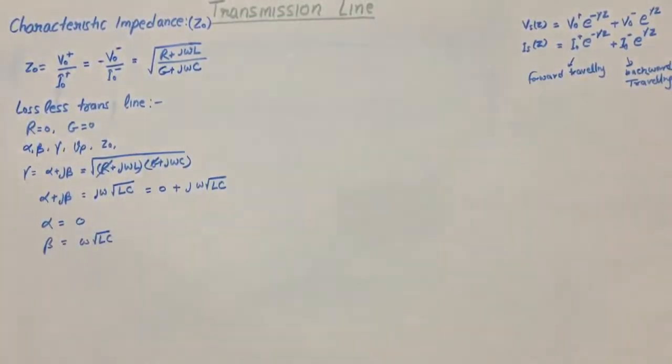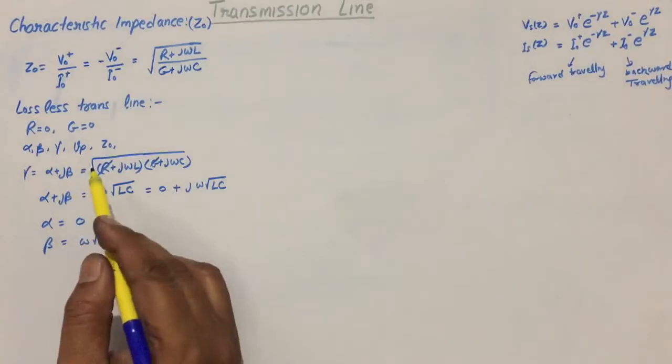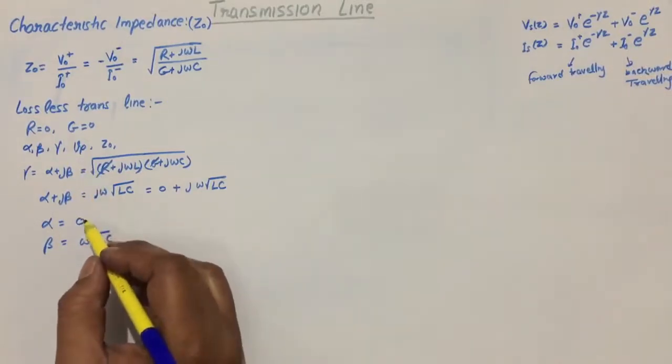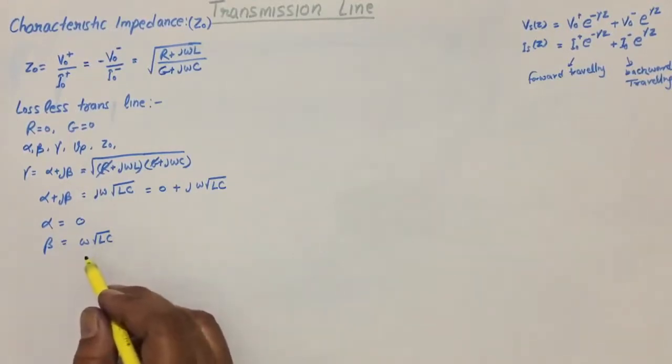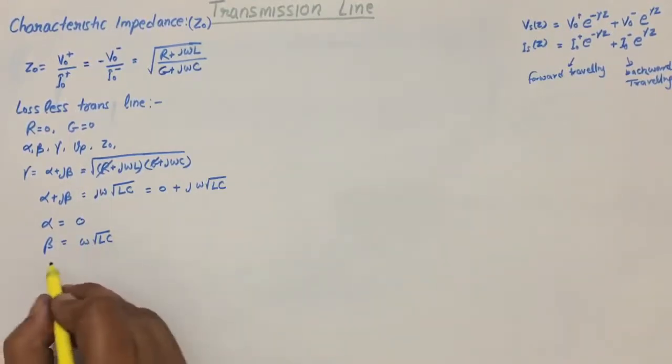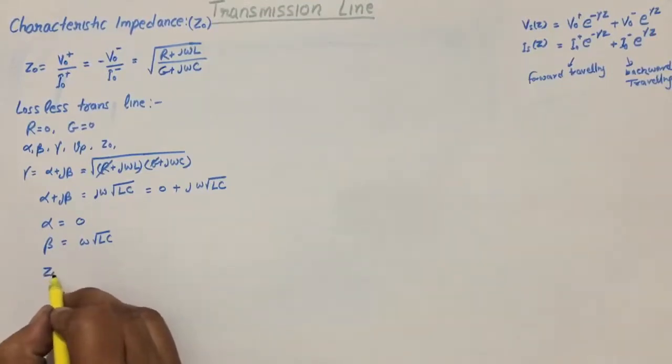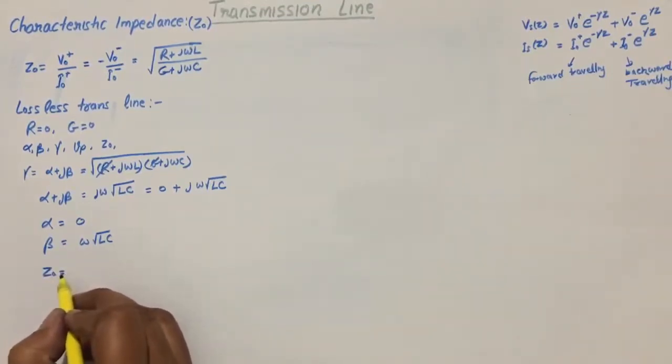In the case of plane wave propagation, that we have studied in previous chapters, there it was omega under root mu epsilon. Mu is related to inductance, epsilon is related to capacitance. So here for the lossless transmission line, the attenuation constant alpha is 0, and the phase constant is omega under root LC. Now let us try to find the intrinsic equivalent, that is the characteristic impedance of the transmission line.